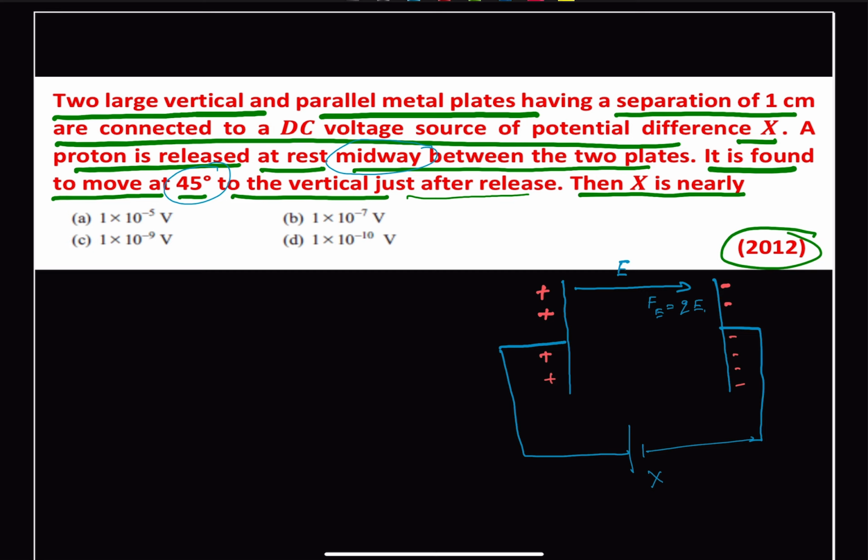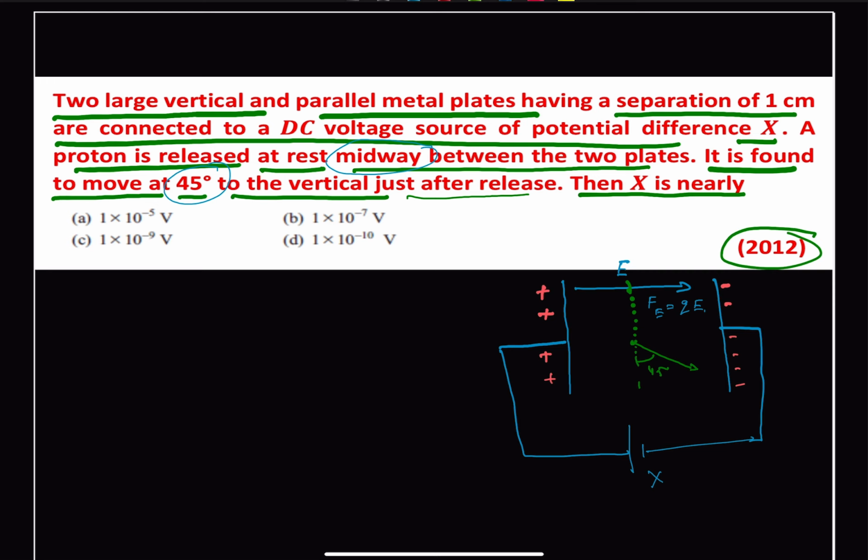So suppose this is the position of the proton and it is moving in such a way that it makes an angle of 45 degrees with the vertical. So let us draw a vertical here. It will be moving at an angle of 45 with the vertical, and this is the resultant velocity with which the proton is moving.